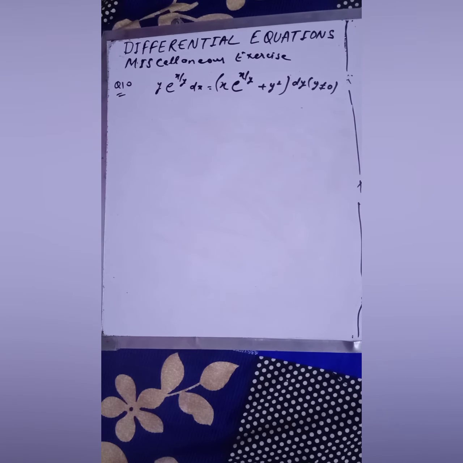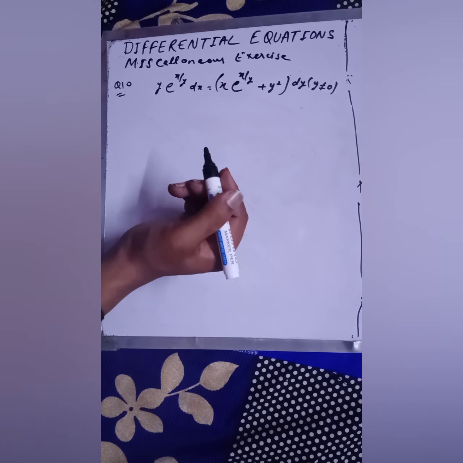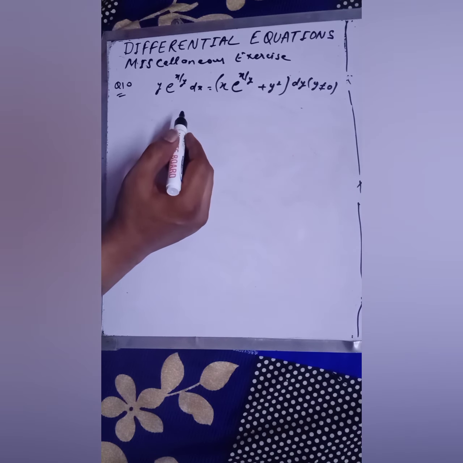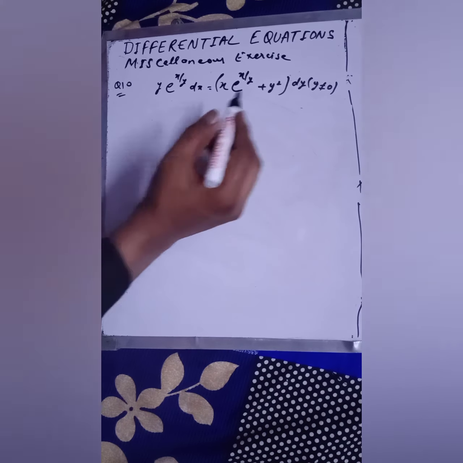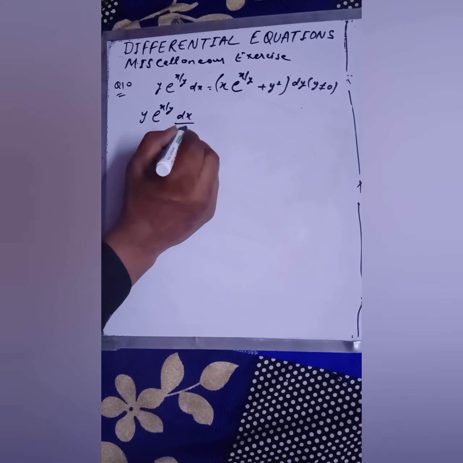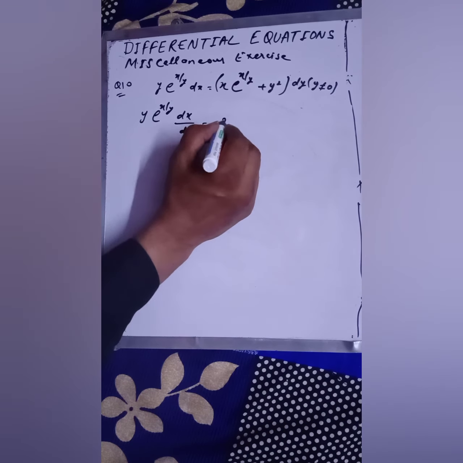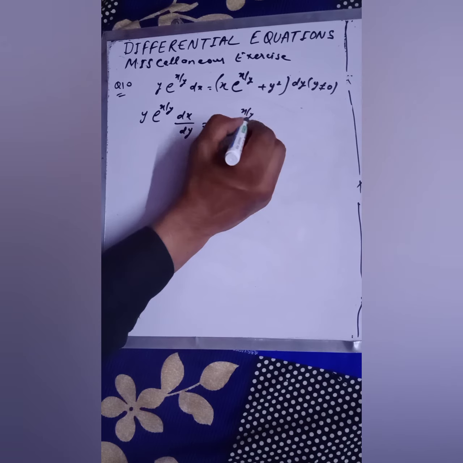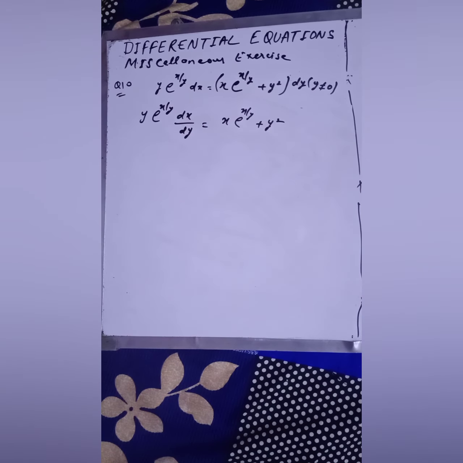Okay, so in this question what you have to do, just we have to find out dy by dx. Okay, so in the first step I am shifting this dy here, y e raised to power x by y, this is dx by dy, that is equals to x e raised to power x by y plus y square.